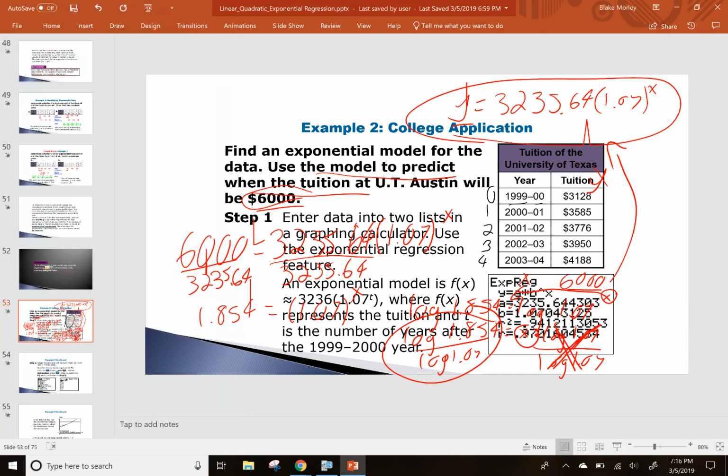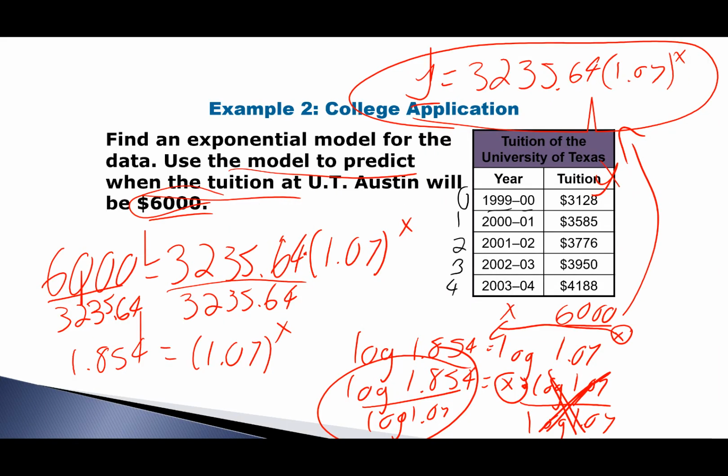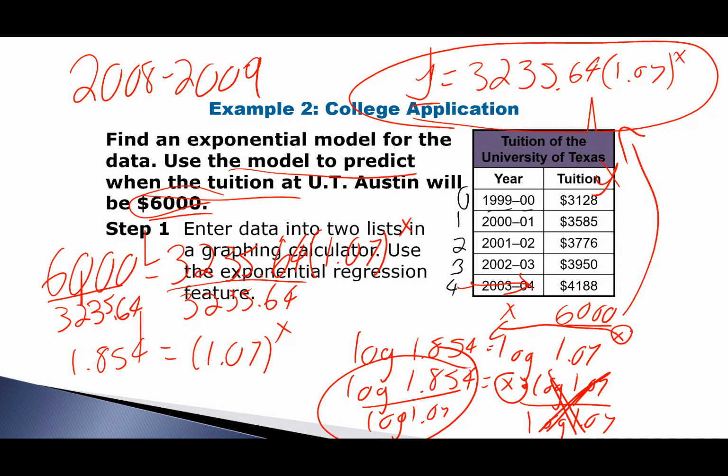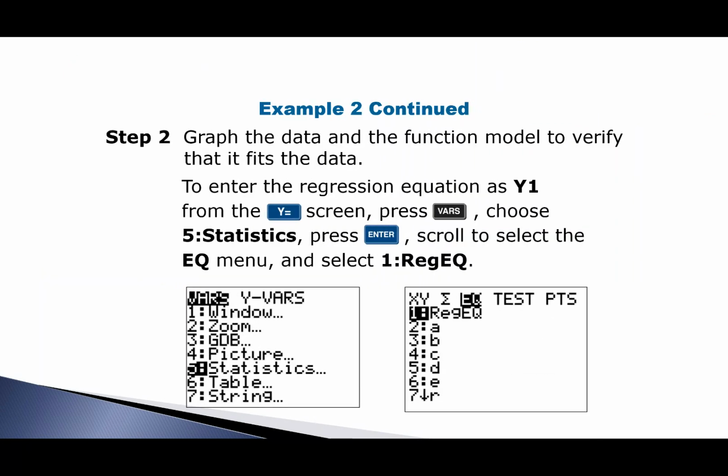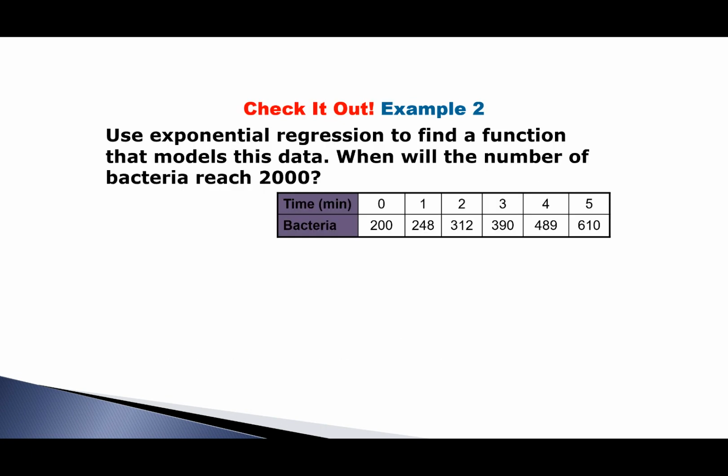So 9 years, if we look back at our table, 4 was 2004, so that means 9 will end up being 2009. So the answer to this question is it will be in the 2008 to 2009 school year. That's when tuition will reach $6,000. Very interesting problem. Not too overly difficult if you did well on your test before, but you never know.